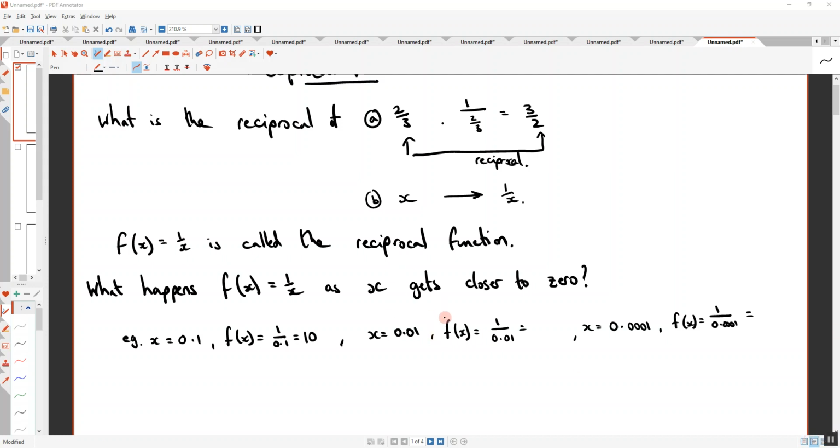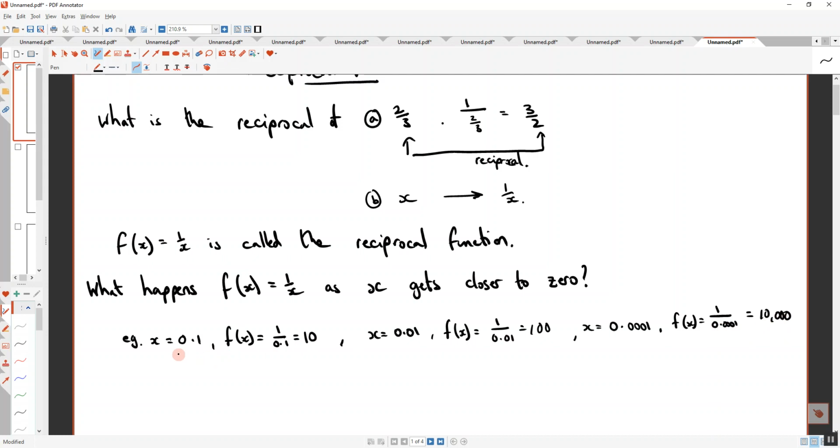So when x is 0.01, what's f of x? 100. When it is 0.0001, 10,000. Right, so we can see that as our x value gets closer to 0, our f of x gets larger and larger and larger.